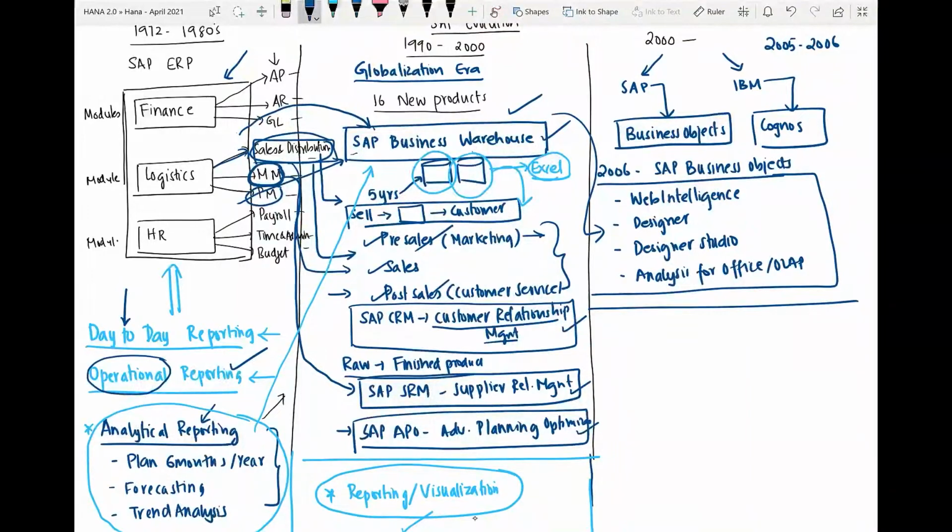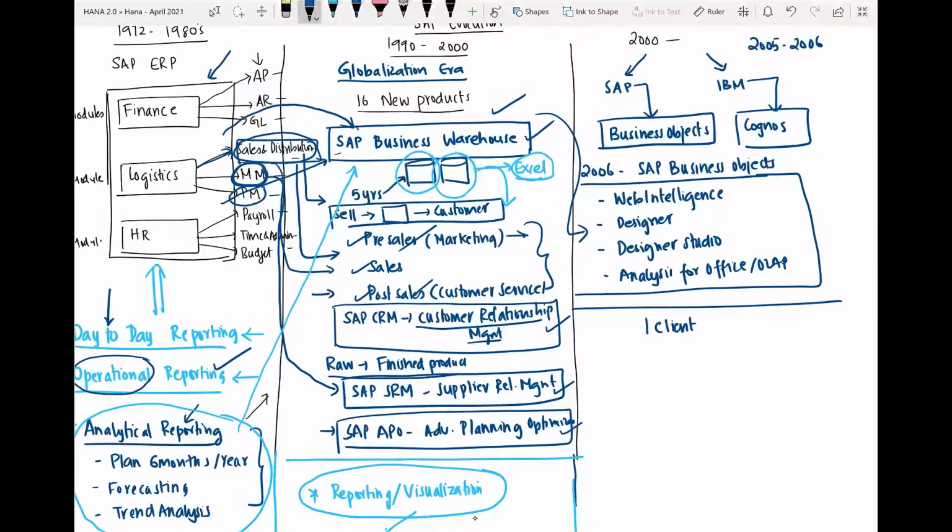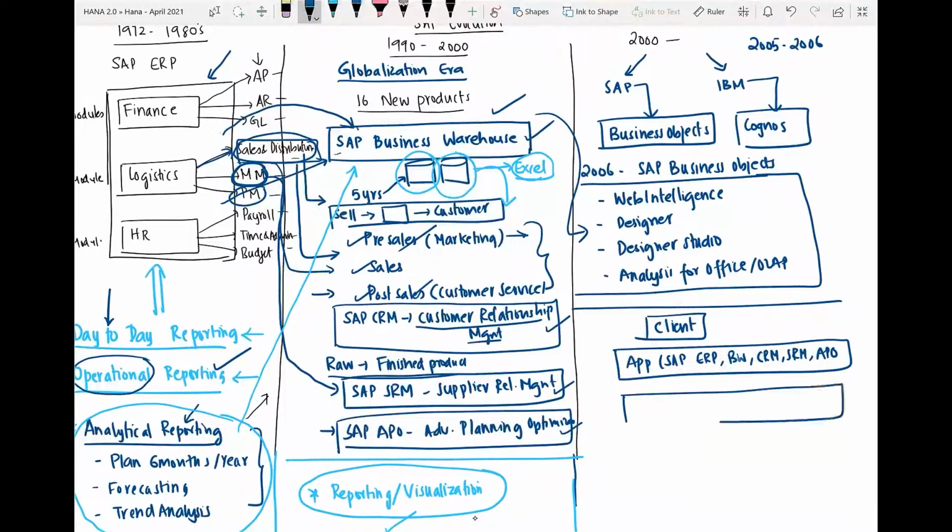So there is a client, there is an application. Here is where your SAP application resides, right? It could be an ERP application. It could be your business warehouse application. It could be your CRM application. It could be your SRM application or your APO. Any software stays in this layer. And then you have your database layer.